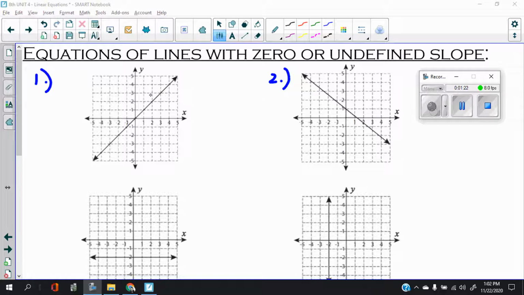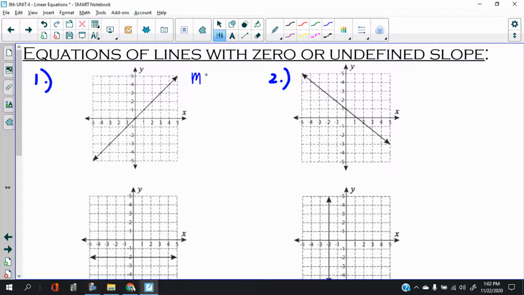Okay, and we're back. The first one's fairly straightforward because all you need to know is what the slope is. In this case, slope is one. One rise, one run, so the slope is one. The computer's a little slow. And what's the y-intercept? Where is it? Yeah, it's zero. So y equals 1x plus b, which is zero. Y equals x. That's it. Nothing crazy.